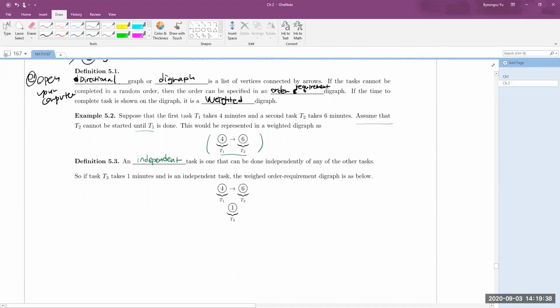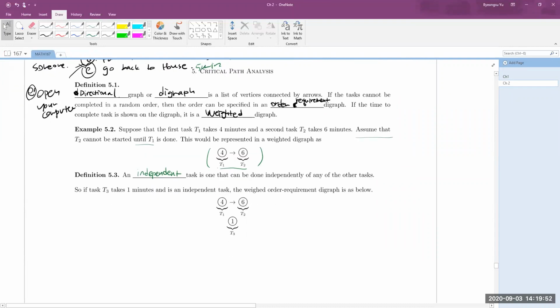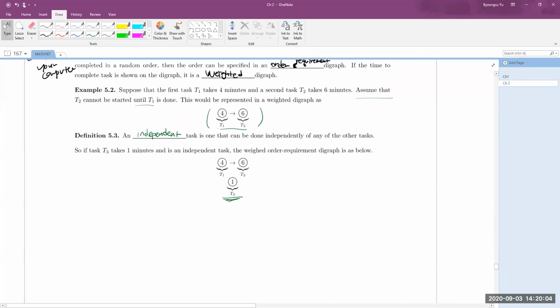And an independent task is one that can be done independently of any other task, right? For example, it is like talking with someone else using your phone during the class, right? It can be done independently. So in that case, we can just put it on the other edges, and there is no relationship with other tasks, no arrows, right? So we can put it as T3 in this example, shown independent because there are no arrows between other tasks, right?